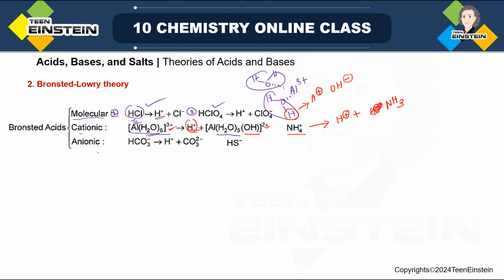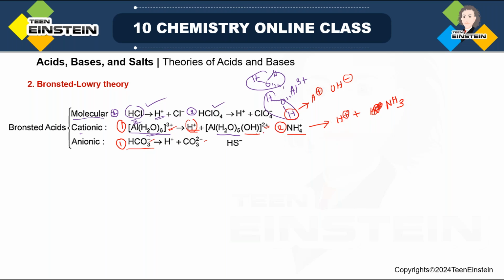Now the third category is anionic type. That means the species must carry some negative charge. Here we have bicarbonate anion, HCO3 minus. It is donating 1 H plus. And as 1 H plus is removed, there will be one more negative charge, CO3 2 minus. Right? So this is the first example.